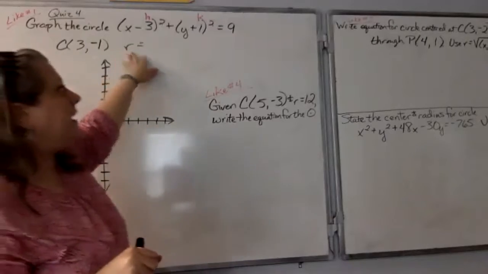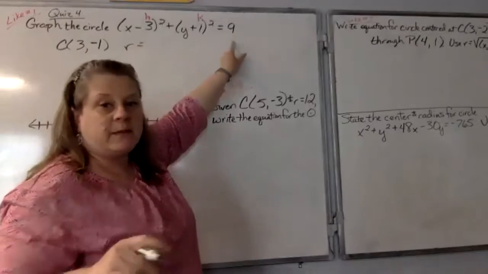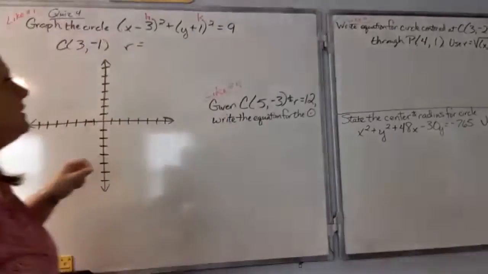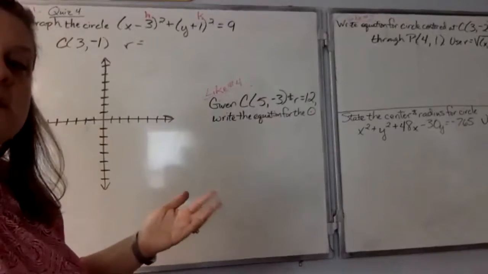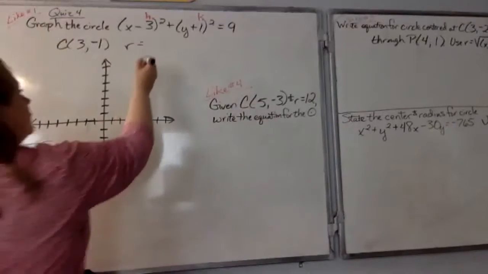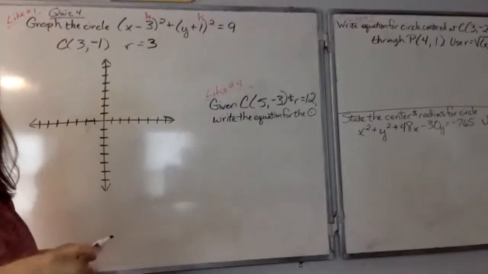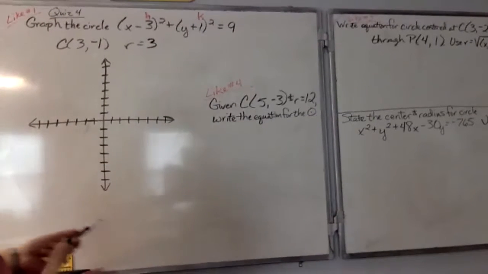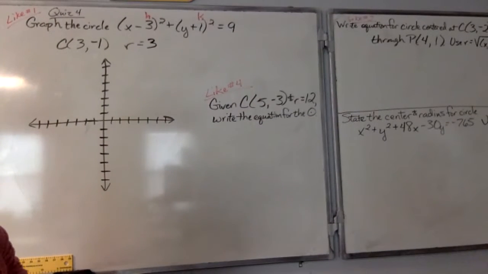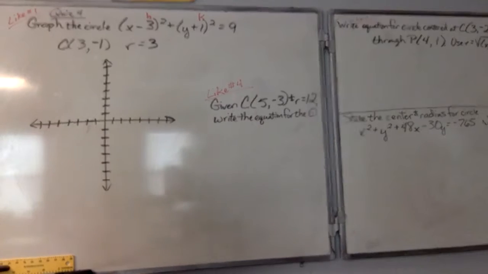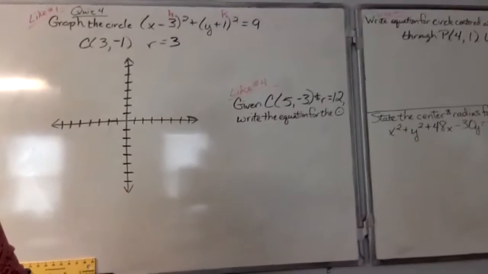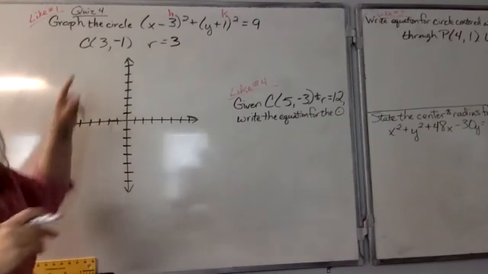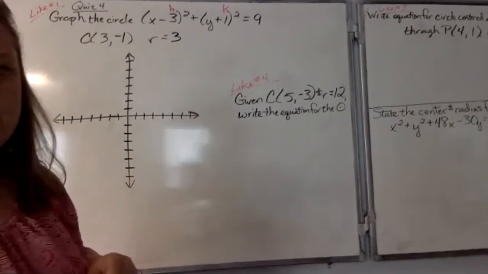And then your radius is the square root of this number. Okay? So if I've got 9, the square root of 9 is 3, so my radius is 3. So now we're ready to graph it. So when you go to graph it, your center is (3, -1).